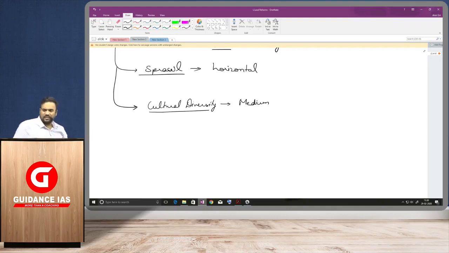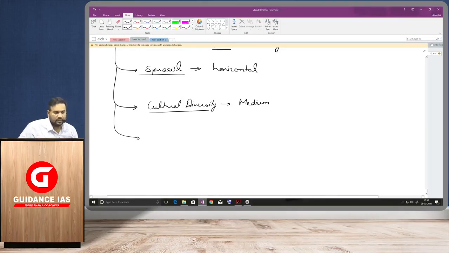Specifically, don't use the word ethnicity, because ethnicity is the sum total of many traits, including race. That is why don't use the word ethnicity. So you use the word, the diversity is mostly visible in the form of language and religion. Linguistic and religious diversity.